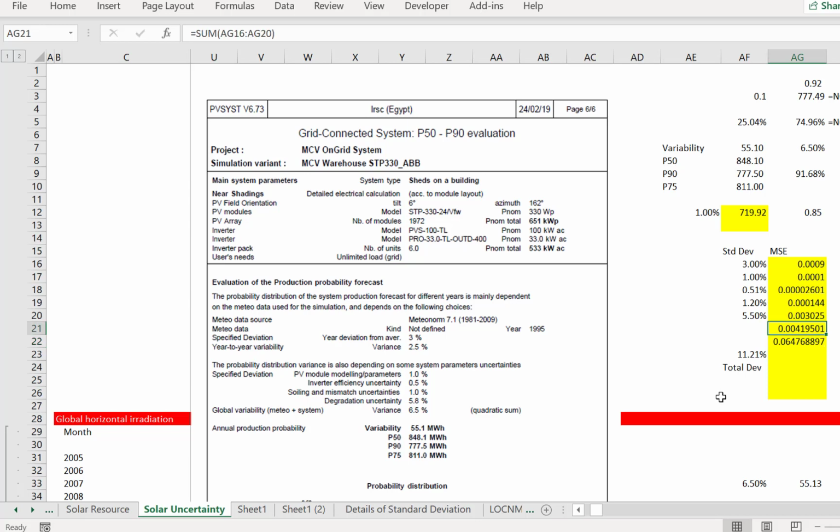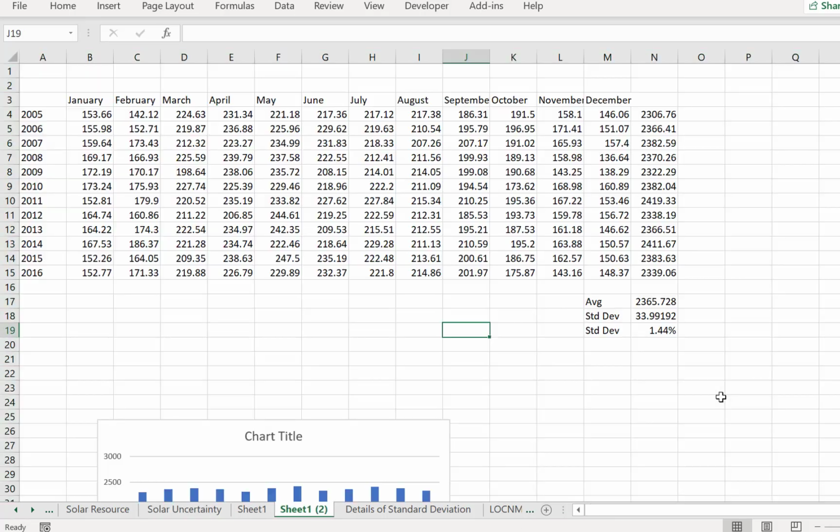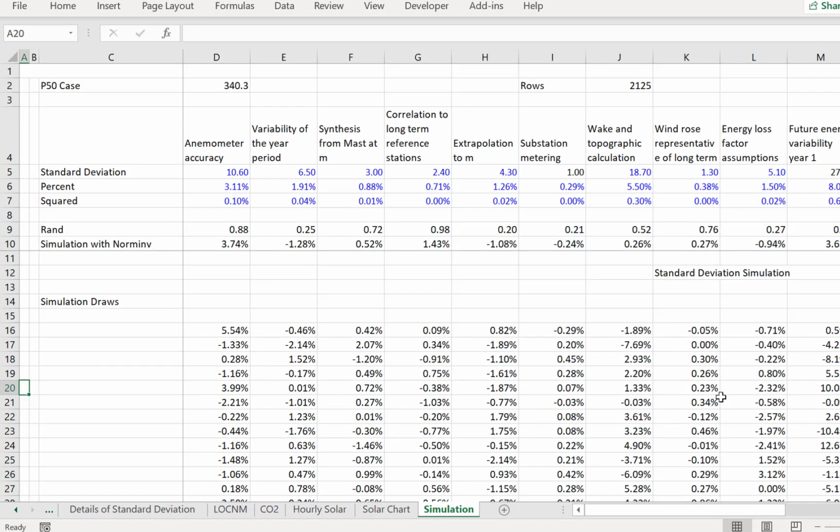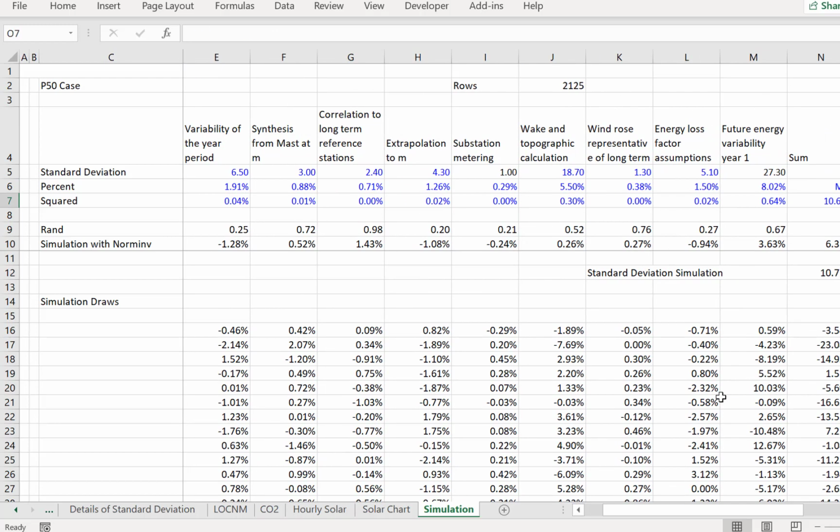Now, when I did this, of course, I was skeptical. I thought, oh, does this really work? So I went and made a simulation. This is a Monte Carlo simulation where I took, this was for a wind project. They gave the standard deviation and gave it as a percent, and I took the square of this one and then got the mean squared error of this.